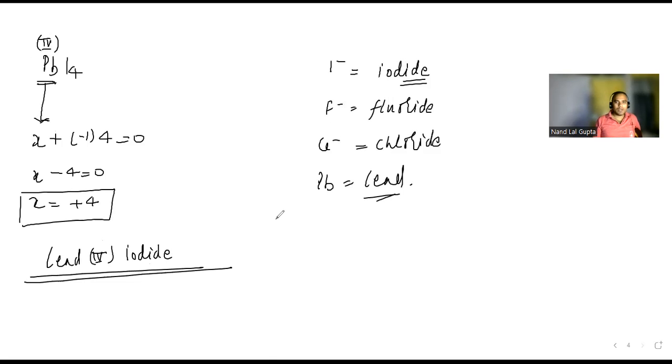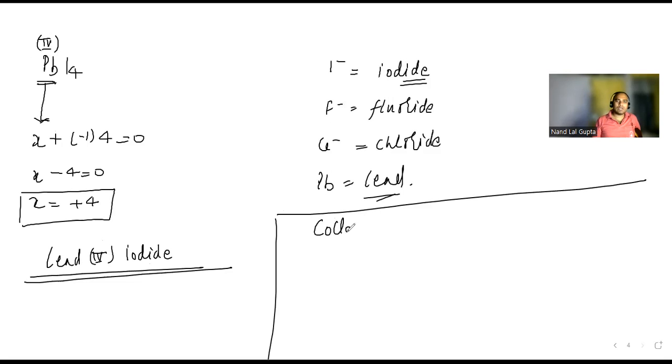Next, let us go with one more: COCl2. If you are talking about COCl2, I consider C to be X. And how much charge is on the Cl? Can you tell me? Cl is -2? -1. Sorry, I don't have the periodic table right now. No, Cl you see, Arav. So 2, 8, 7.